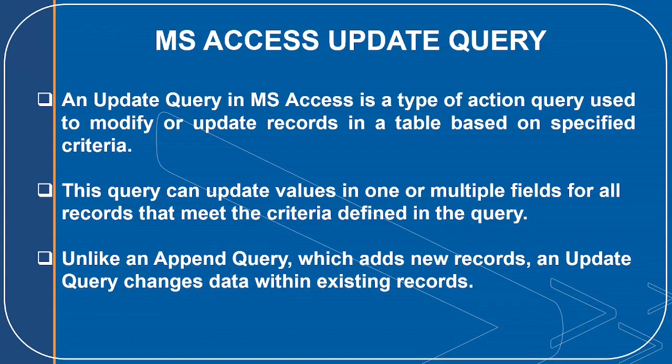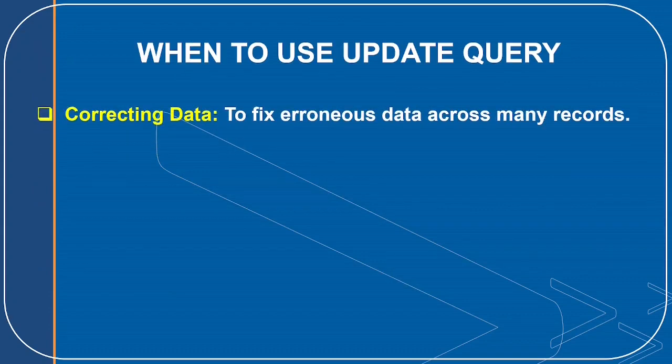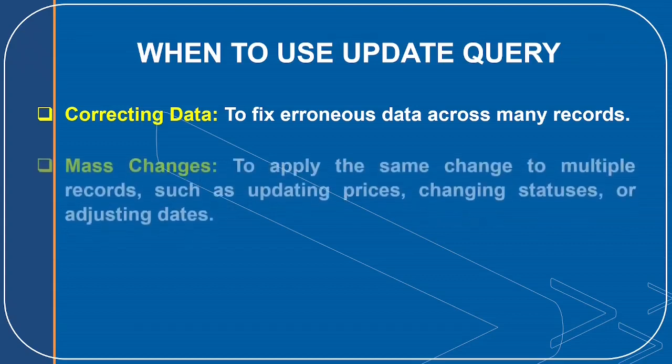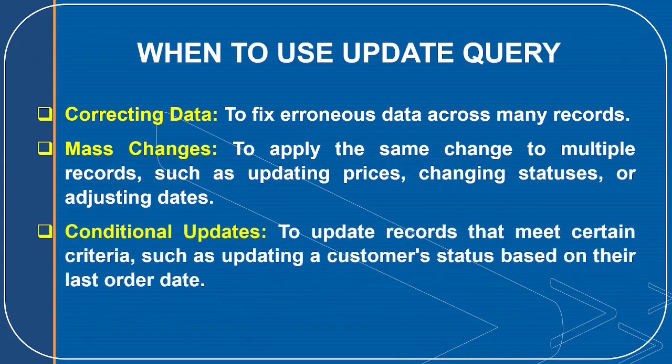These are the purposes of an update query. Correcting data, update query is used to fix erroneous data across many records. Mass changes, it is used to apply the same change to multiple records, such as updating prices, changing statuses, or adjusting dates. Conditional updates, it is used to update records that meet certain criteria, such as updating a customer's status based on their last order date.